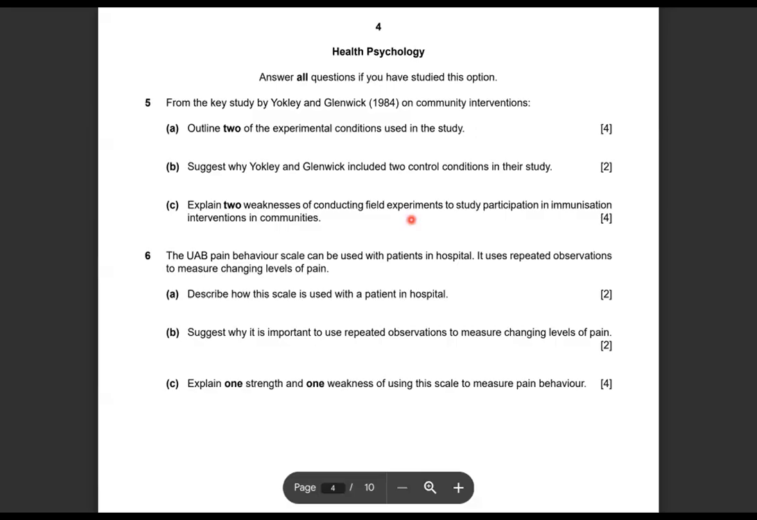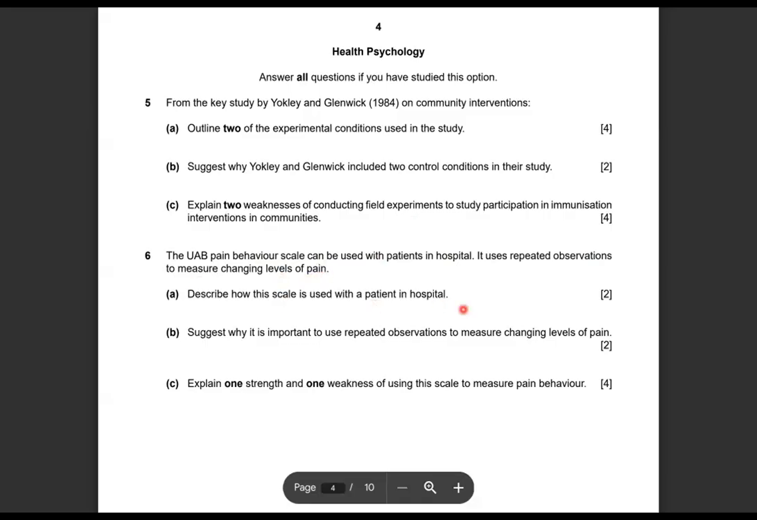Refuse to maybe get their children immunized because they were not as motivated. So you can just give a point with regards to that. Question number 6, this should be on pain. It is: the UAB pain behavior scale can be used with patients in a hospital. It uses repeated observations to measure changing levels of pain. Describe how the scale is used with the patient.